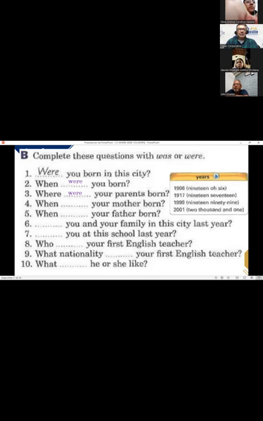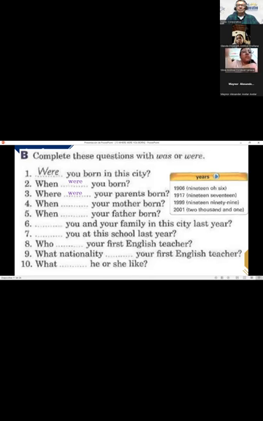Number four, who would like to do number four? When was your mother born? And what would be the possible answer? My mother was born on May 7th. Good. Excellent. And who would like to do number five?